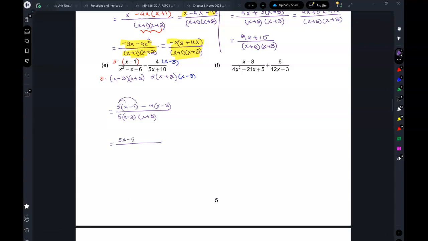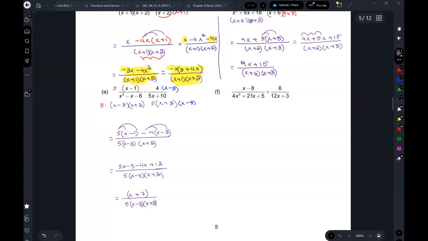5x minus 5. Distribute the minus 4: minus 4x plus 12. Over 5, x minus 3, x plus 2. Okay, what do I have? 5x minus 4x is x, and minus 5 plus 12 is 7, so x plus 7 over 5, x minus 3, x plus 2. Can I cancel anything out? I cannot, so we're done.